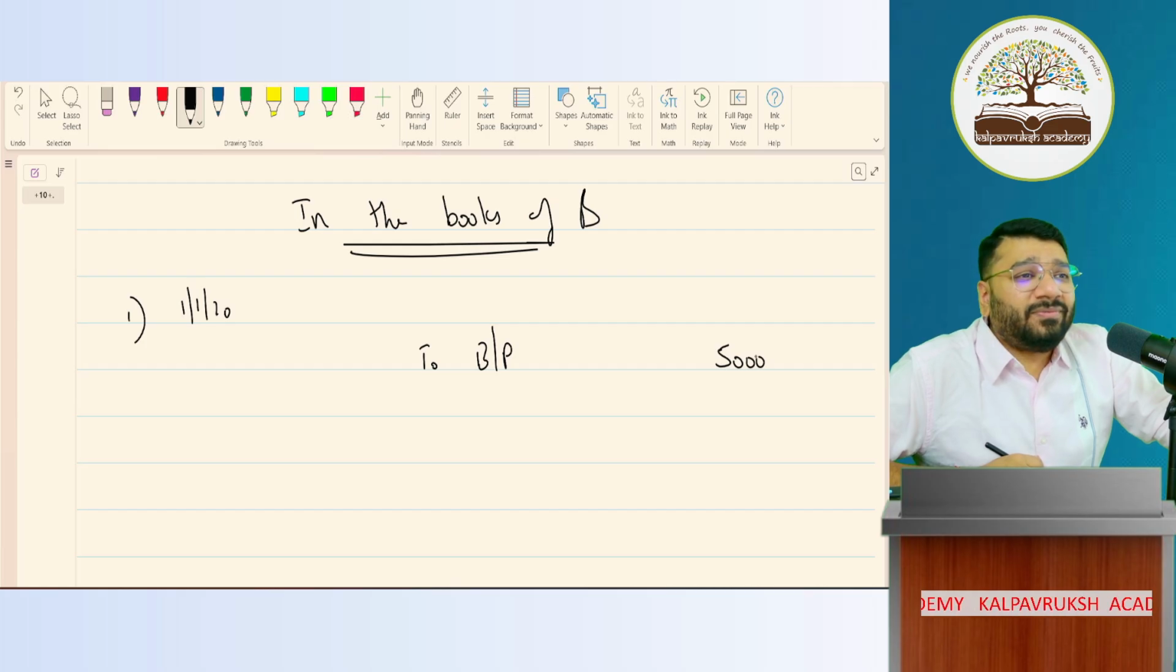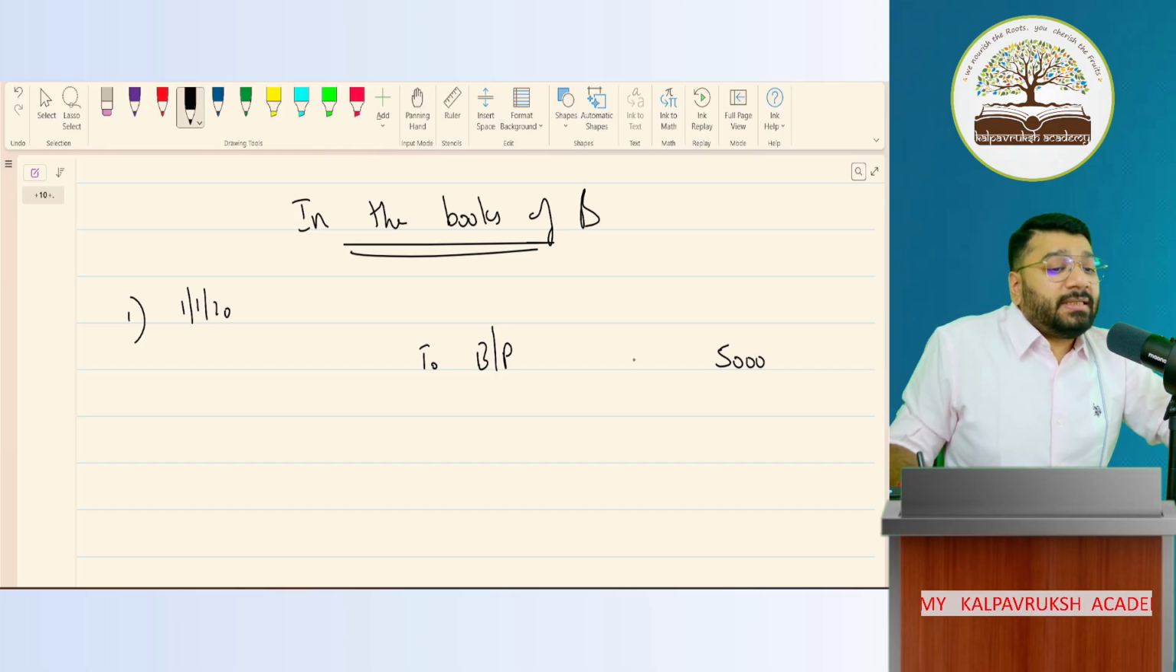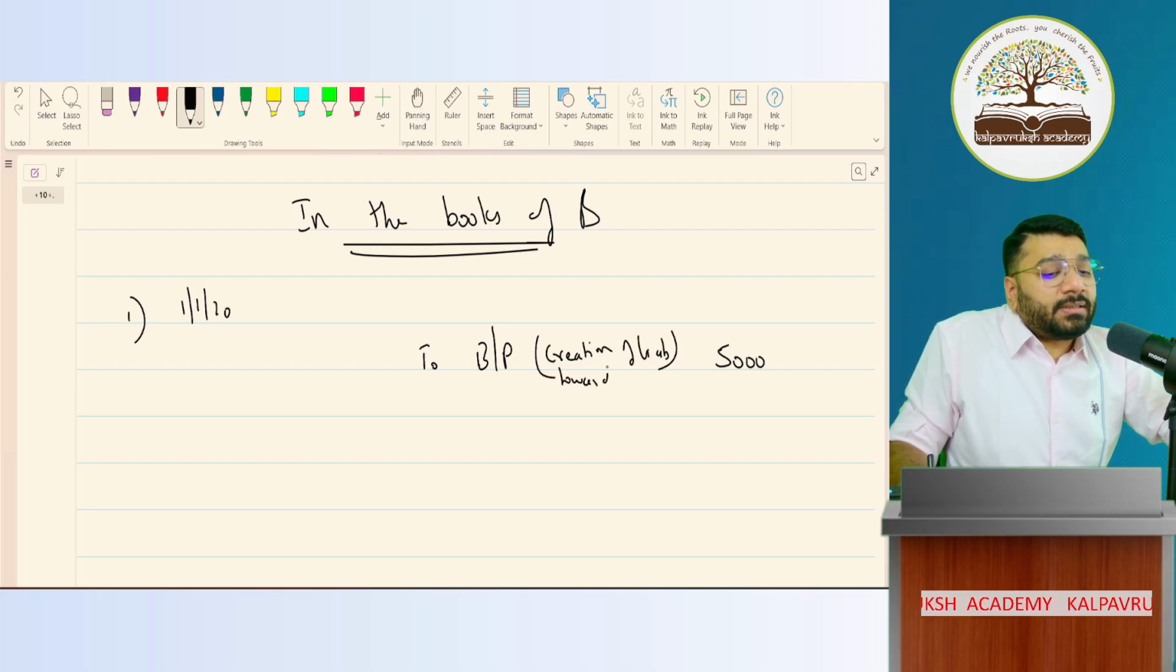Okay. Now, upon accepting the bill, liability is getting triggered for B. So this is creation of liability. Creation of liability, towards whom? Towards the holder of the bill. Not towards A.